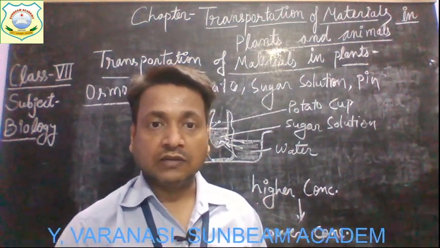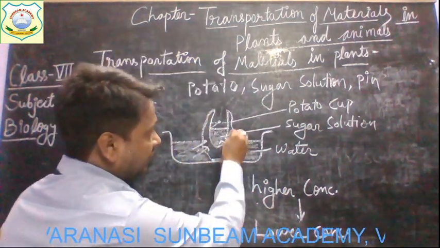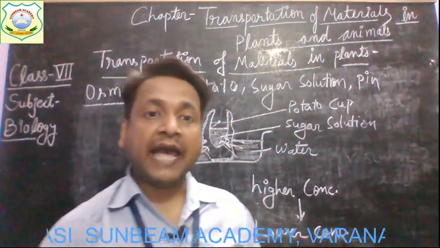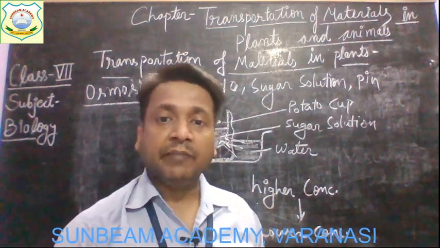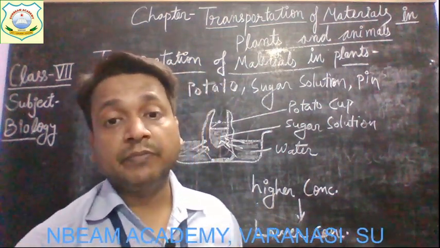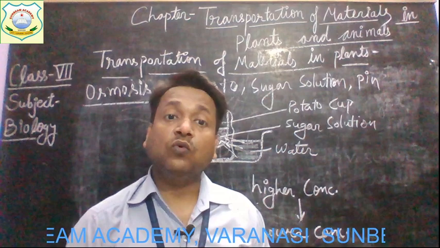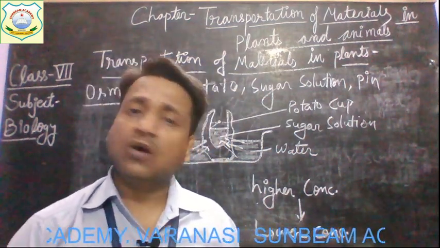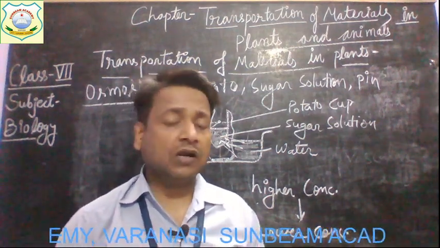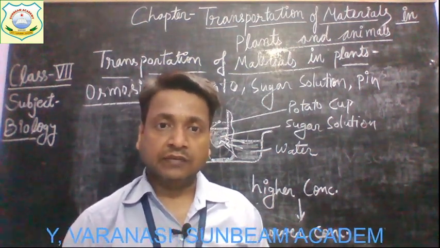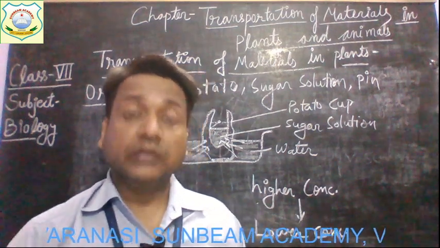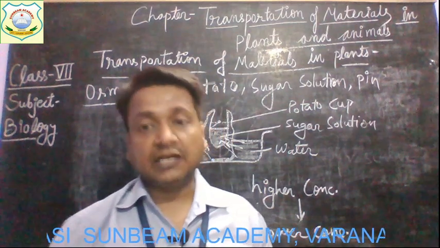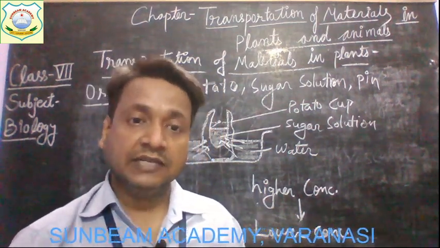Okay, children, and it occurs with the help of a semi-permeable membrane. The cells of the potato act as a semi-permeable membrane, because a semi-permeable membrane allows only some kinds of molecules to pass through it by diffusion, not all kinds of substances. Understood, children? So in this activity, the concentration of water molecules is greater outside the potato than inside it.